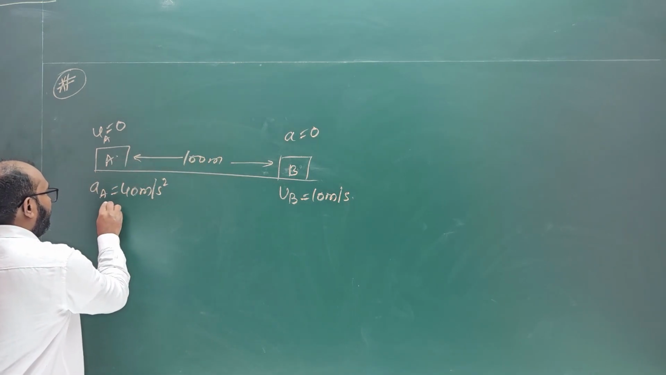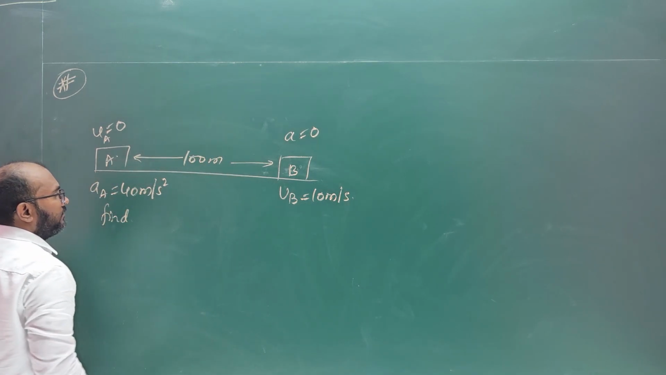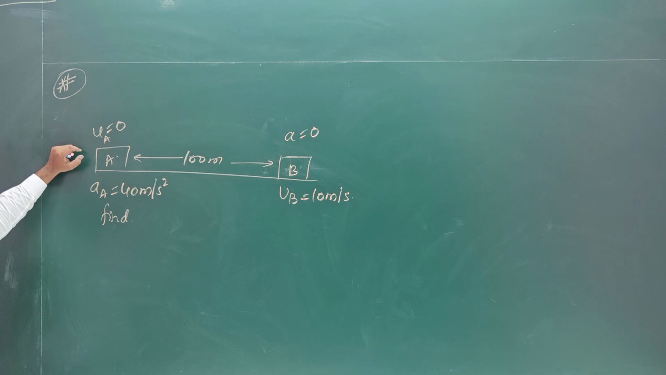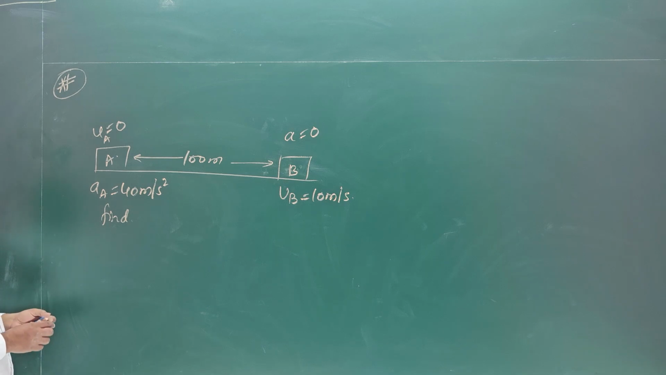Question is, find at what position and time car A overtakes B. Now, no one will be writing, just listen to me now. Answers are very simple, but you should be knowing how to do.